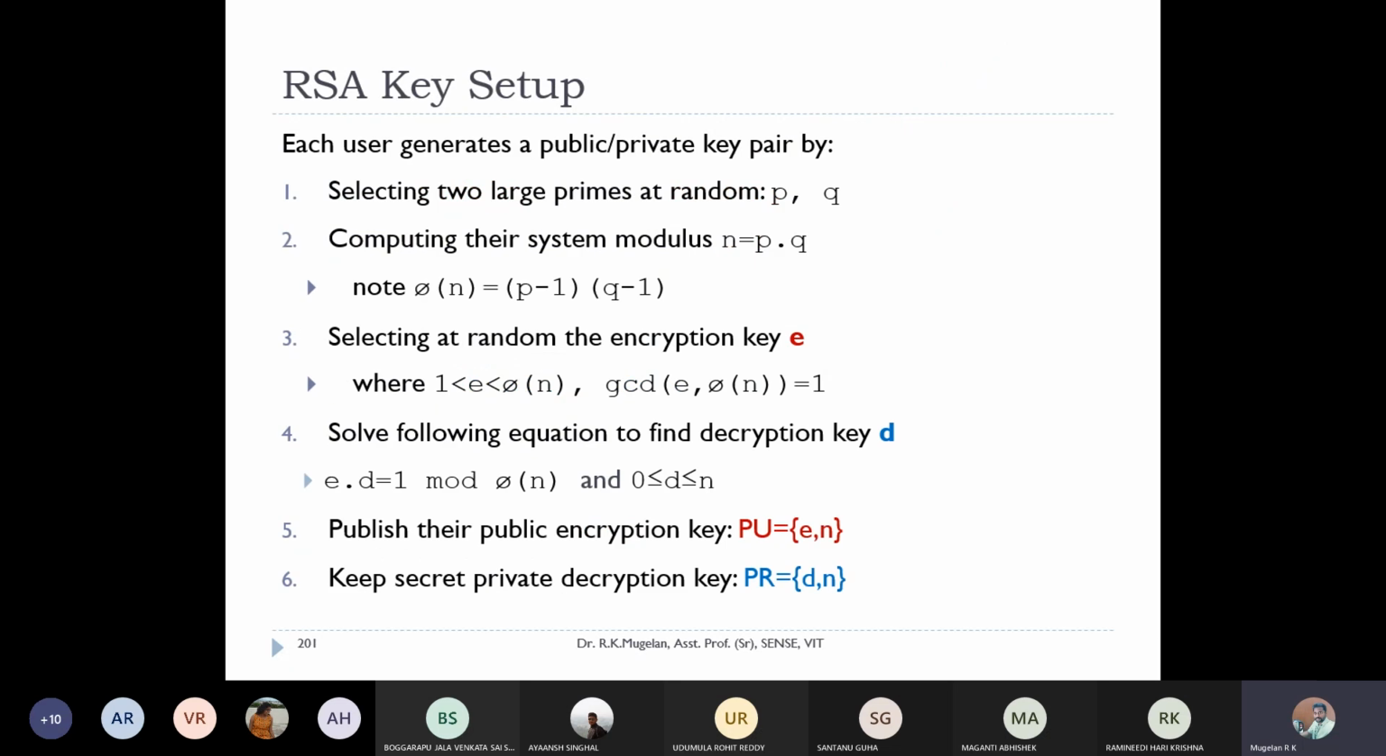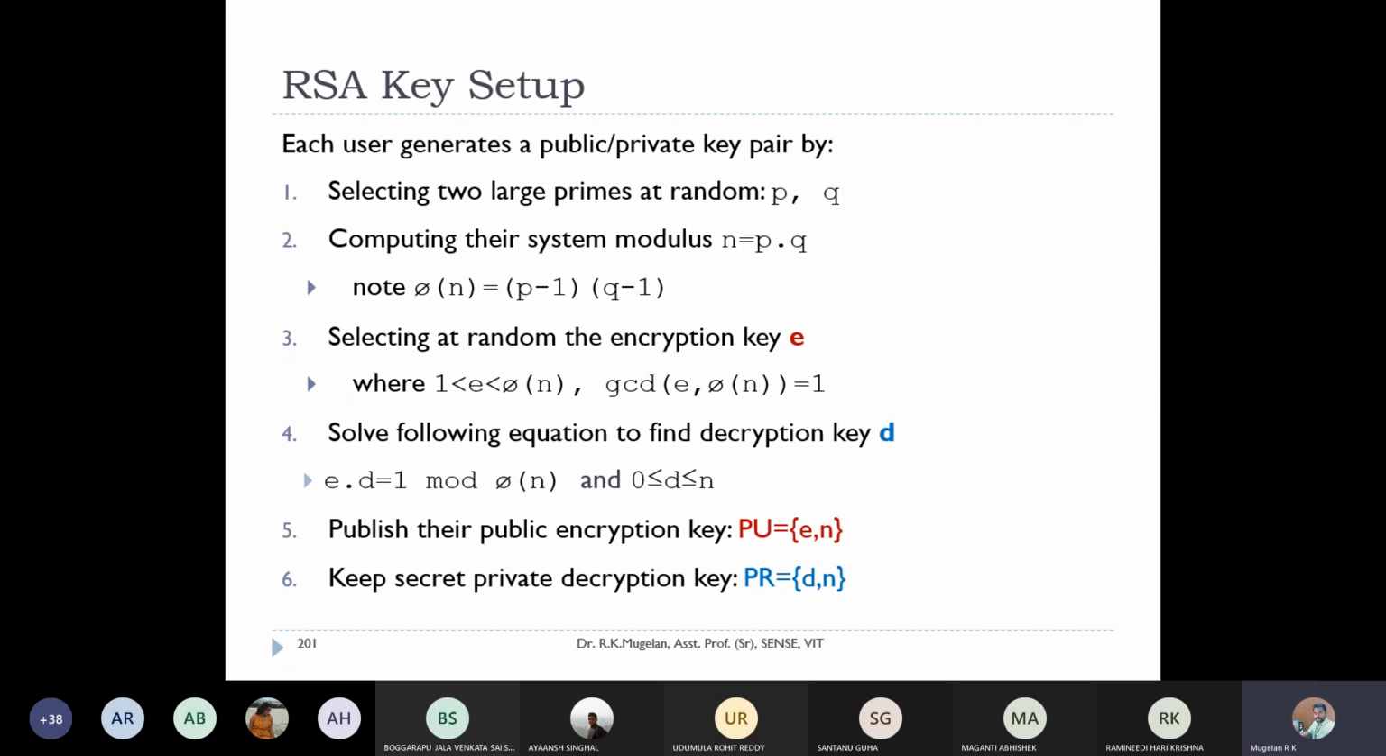Now we move on to the generation of public and private keys. How are this E and D generated? I want everyone to listen to this carefully. If you have any doubts anywhere, kindly stop me then and there. We will work out an example on the same thing.